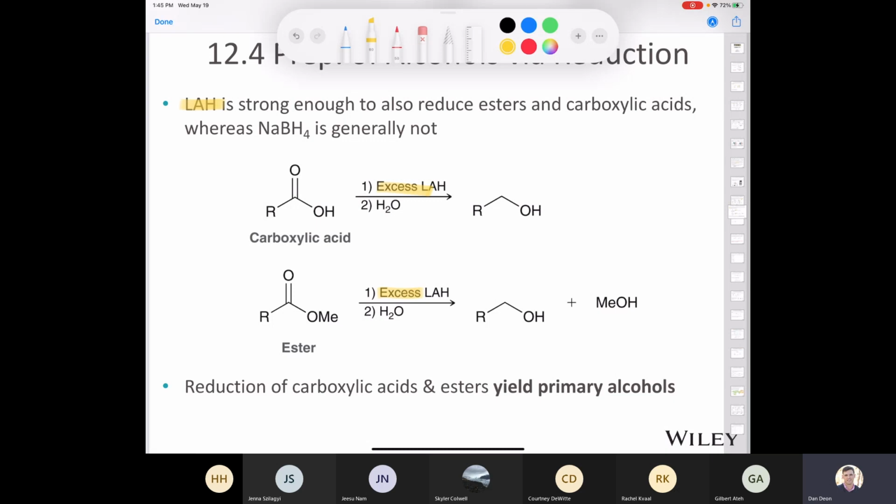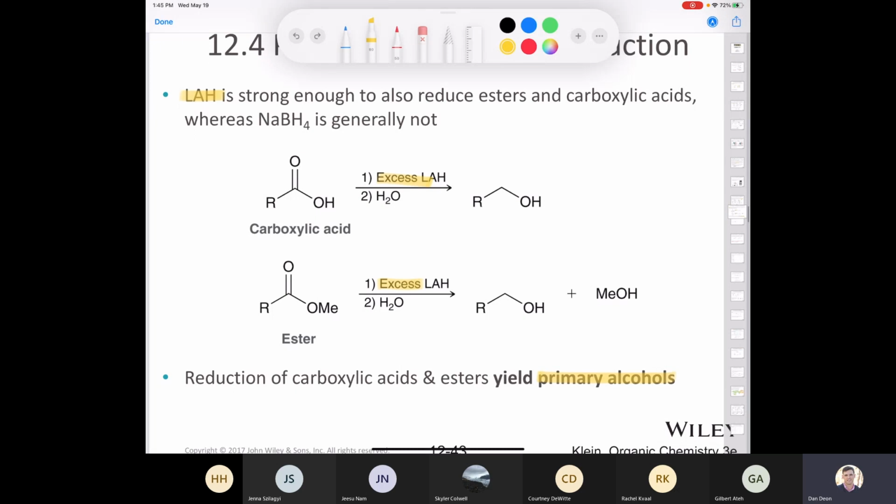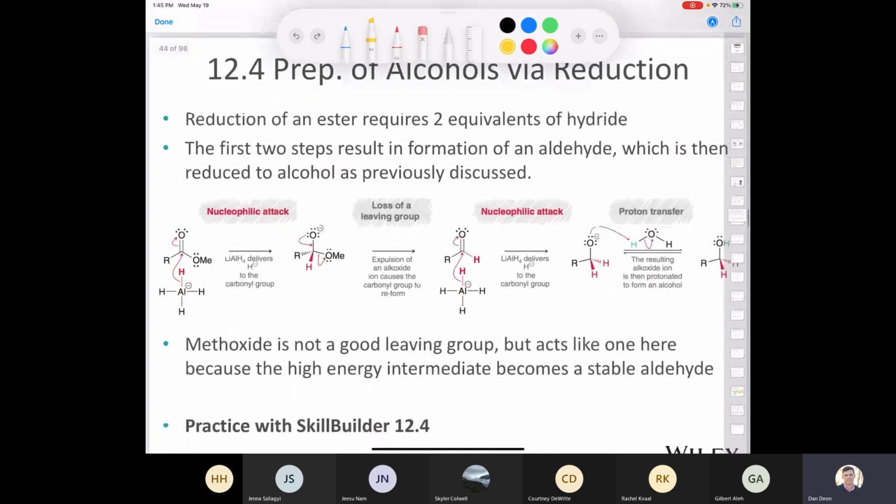Anyhow, so when we reduce a carboxylic acid or an ester, what do we get? We make a primary alcohol every time. And you remember last class, we talked about the difference between a primary, a secondary, and a tertiary alcohol. So you take a carboxylic acid or an ester, first step, treat it with excess LAH, monitor the reaction. Once it's complete, second step, you add water and you produce a primary alcohol. What can you do with an alcohol? Well, that's what the chapter is about, right? We're going to learn all kinds of cool reactions with alcohols.